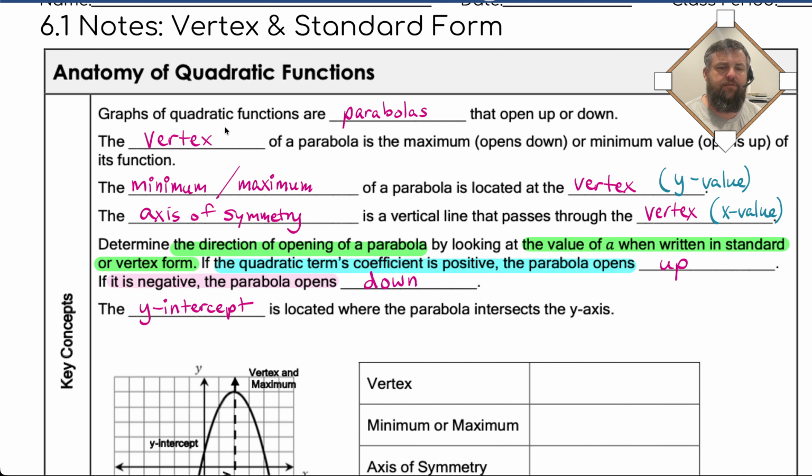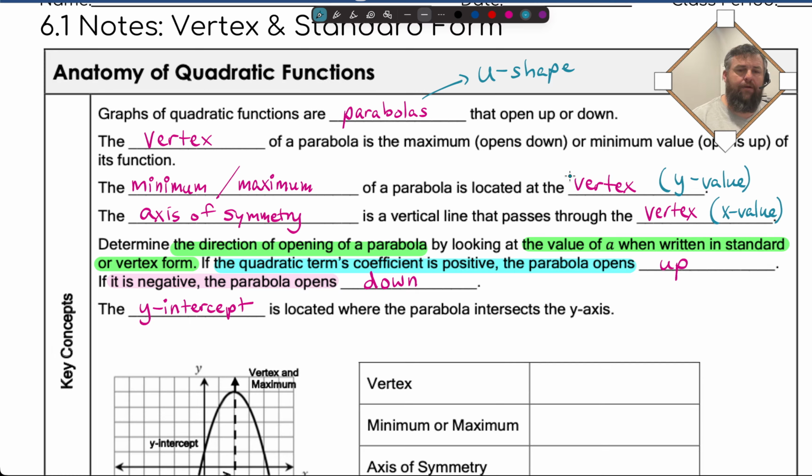The graphs of quadratic functions are parabolas. Parabolas just make the U shape. Okay, so that's really what that is. When we think parabolas, look for the U shape. Okay, and they open up or down.